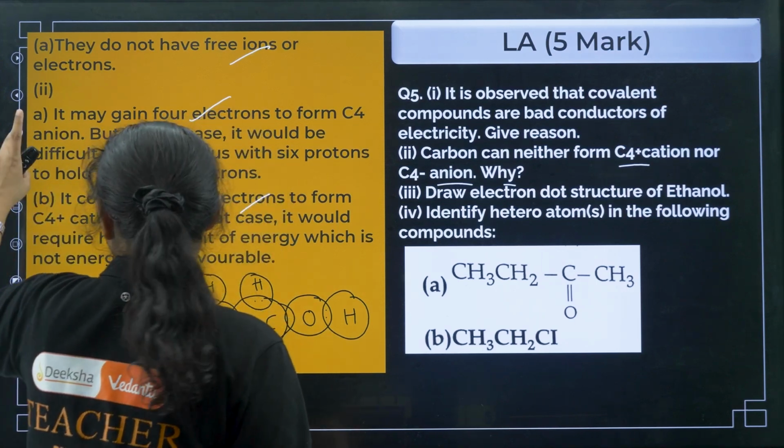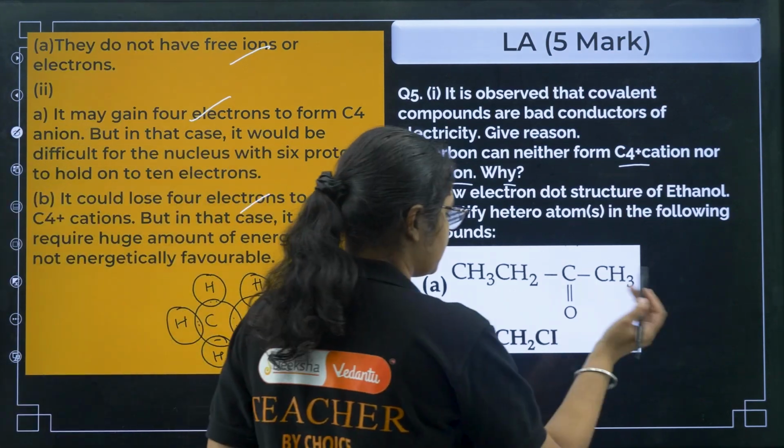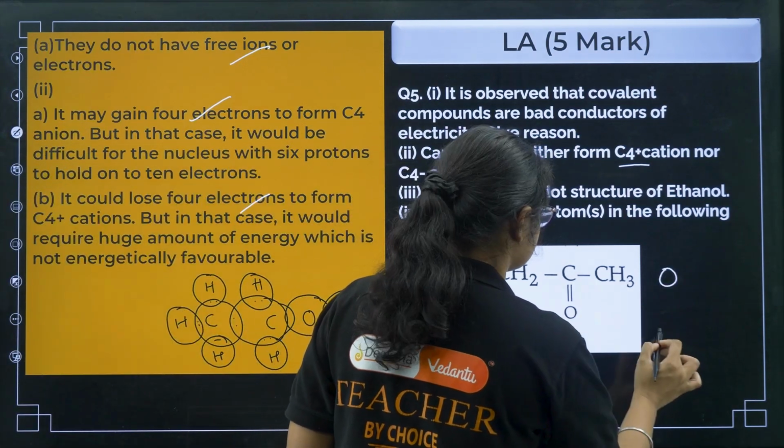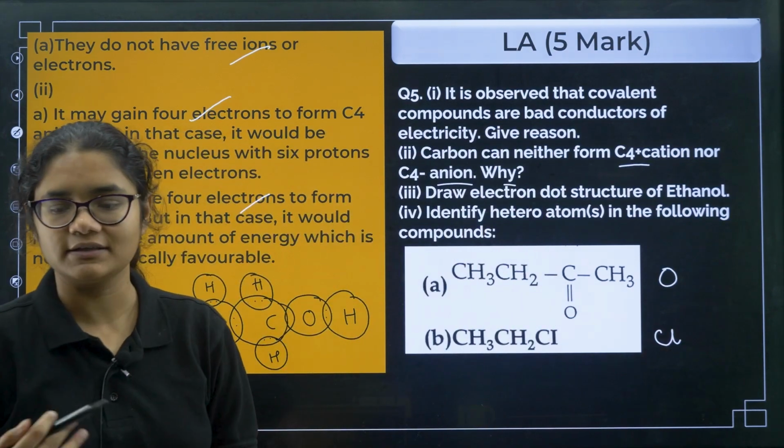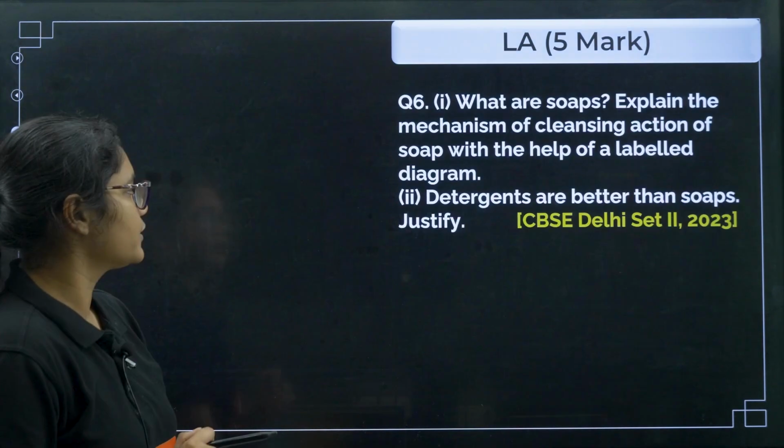Identify the heteroatom. So heteroatom means a different atom other than carbon and hydrogen. So here it is oxygen and here it is chlorine. Other than carbon and hydrogen, whichever atoms are present, those are your heteroatoms.